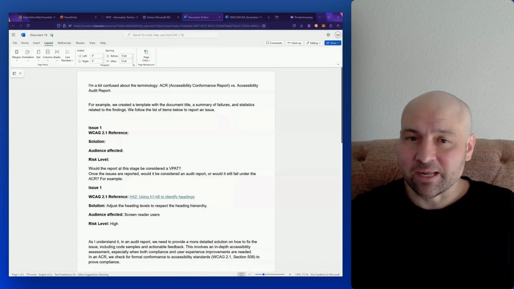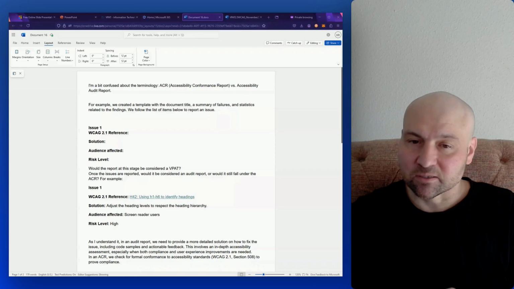Let's go through an email I received. I'm a bit confused about the terminology: ACR, Accessibility Conformance Report, versus Accessibility Audit Report. For example, we created a template with the document title, a summary of failures, and statistics related to the findings. We follow the list of items below to report an issue. So we have issue 1, WCAG 2.1 reference, solution, audience affected, risk level.